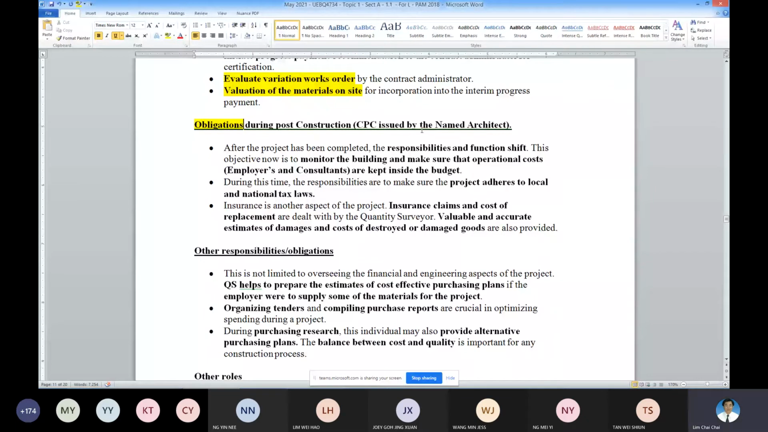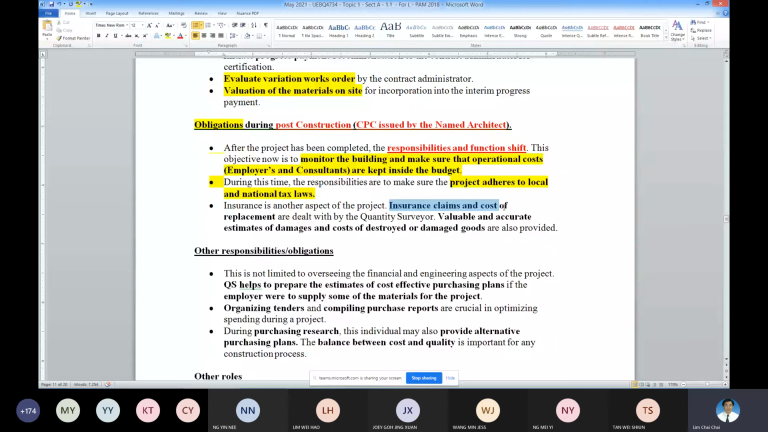So this one, responsibility and function shift when it is post-construction after the CPC is issued. Okay, post-construction means CPC is issued by the named architect. So what they do now, the responsibility and the function shift, now they monitor the building and make sure the operational cost is within budget. And the project adheres to the local tax laws and so on. Okay.